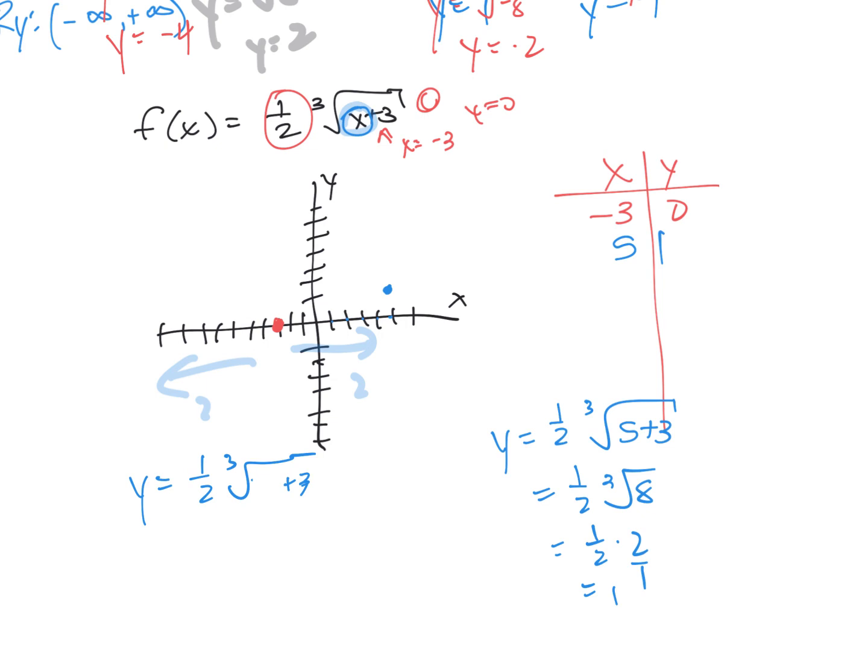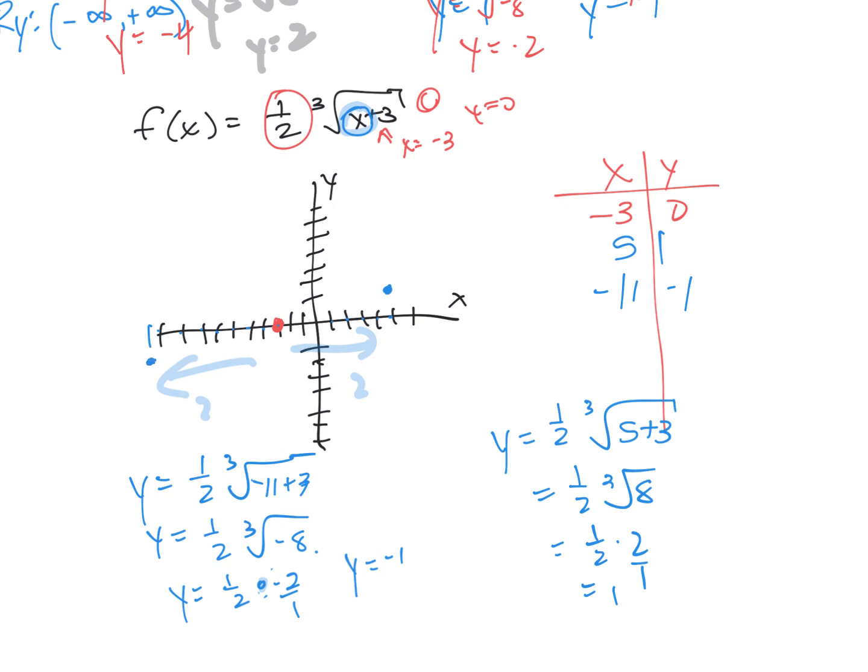Then we can do -11 though, because we have 1/2 times the cube root of -11 plus 3, which is -8. And so we have 1/2 times the cube root of -8, which is -2, so 1/2 times -2. And so we have y equals -2 over 2, which is -1. So when x is -11, we have -1. So we go -3, 4, 5, 6, 7, 8, 9, 10, 11, and -1.